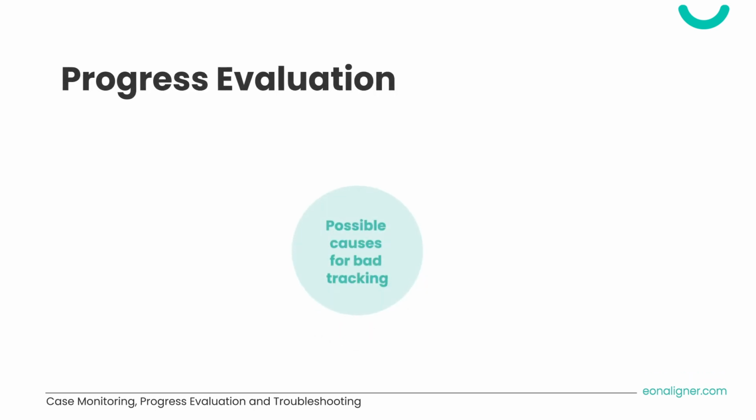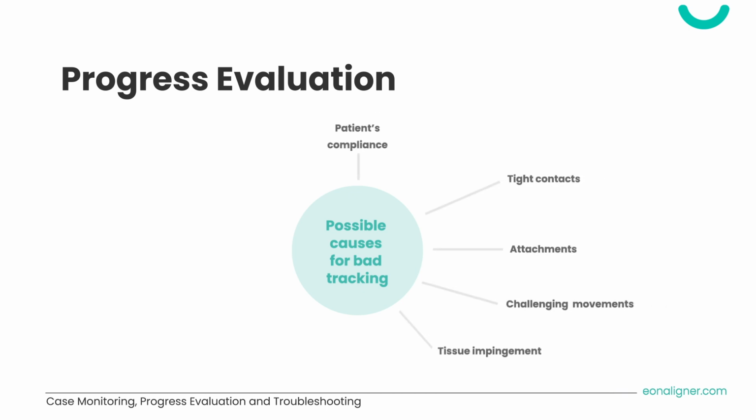Here, we share with you a diagram that shows some of the main issues that might lead to bad tracking, including, but not limited to, patient's compliance, tight contacts, attachments, challenging movements, tissue impingement, occlusal discrepancies, external factors, residual spaces, and black triangles. We will discuss each issue separately.